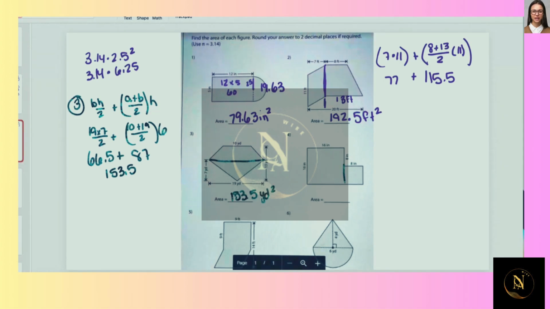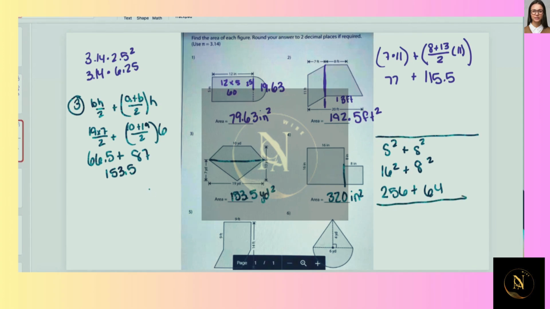Okay. For the next one, I have a square. I'm going to use side squared, and in a rectangle, length times width. Oh no, actually it's 2 squares. So side squared plus side squared. So 16 squared plus 8 squared. So 16 squared is 256, plus 8 squared is 64. So 320 inches squared is the answer for that one.